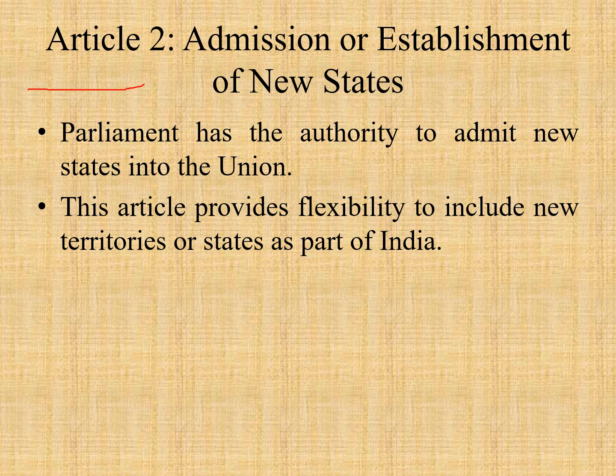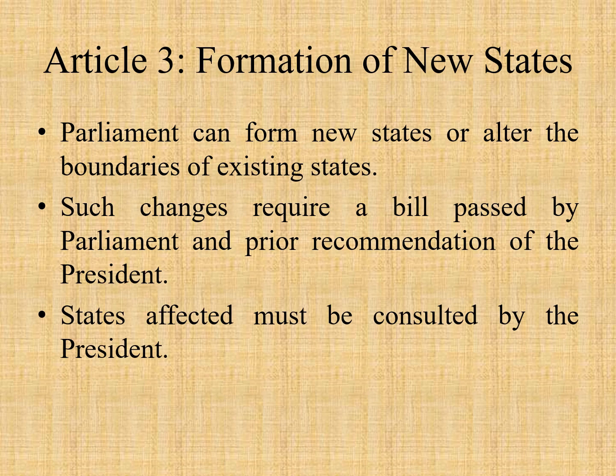Admission or establishment of new states. Parliament has authority to admit new states into the Union. This article provides flexibility to include new territories or states as part of India. Article 3. Formation of new states. Parliament can form new states or alter the boundaries of existing states. Such changes require a bill to be passed by the Parliament prior to recommendation of the President. States affected must be consulted by the President.